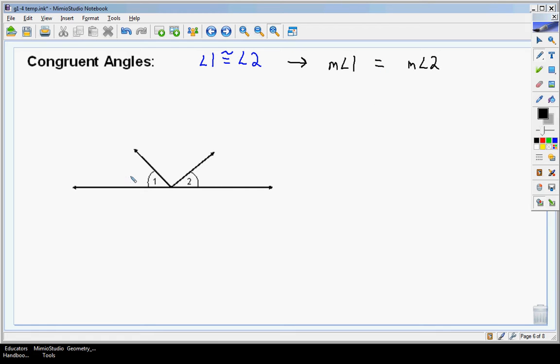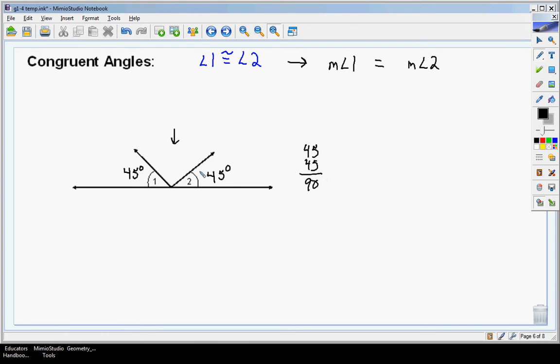In other words, if I told you that angle 1 was 45 degrees, I wouldn't even have to tell you angle 2. You would know angle 2 is how big? 45 degrees. Could I find this one that's missing? How could I find it? I'd add these two together. 45 and 45 is 90.